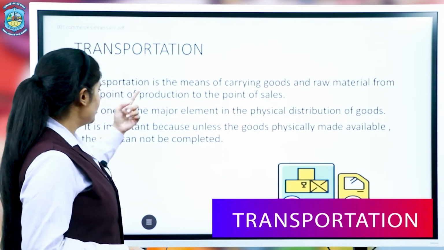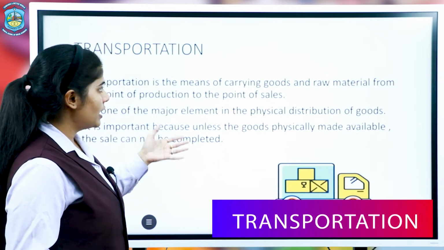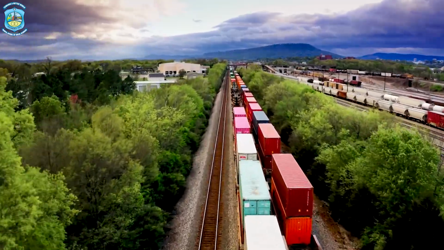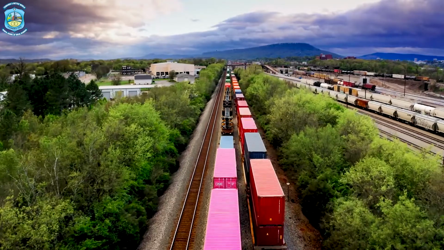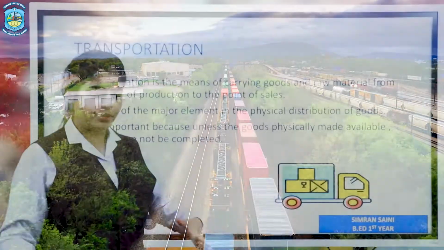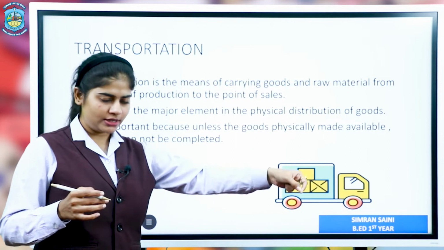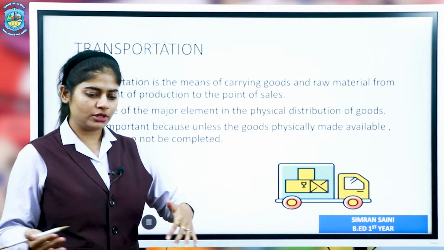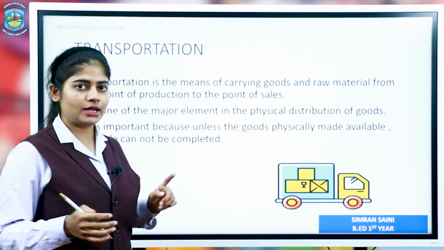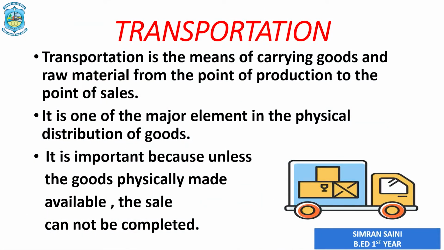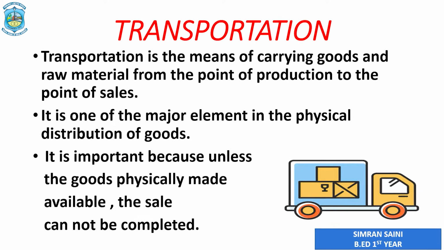Transportation. Transportation is the means of carrying goods and raw material from one place to another. Basically, while the product is starting to be produced, even at the very start, transportation is the only step which starts from that basic first step. In transportation, the raw material will transfer, and the small parts of the product will transfer.